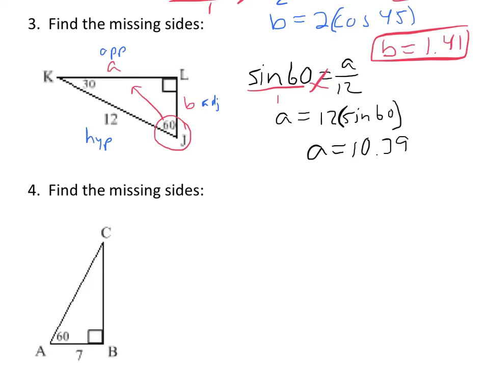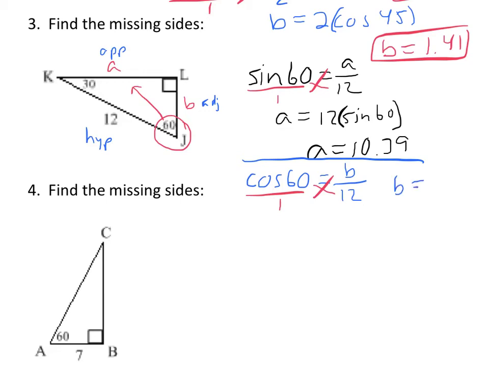If we try cosine of 60, cosine is adjacent, so there's your B, over hypotenuse, which is 12. Put it over 1 and cross multiply. And we get B equals 12 cosine of 60. If you calculate that out, we should get B to be, actually, exactly 6.